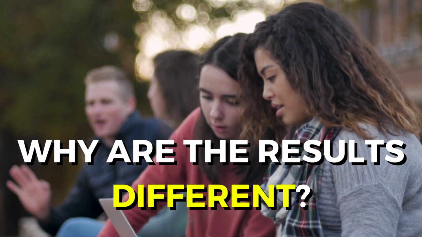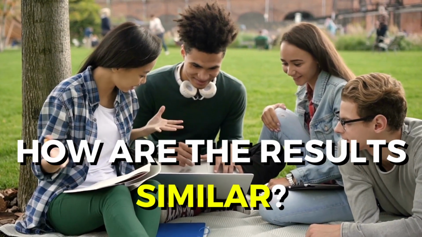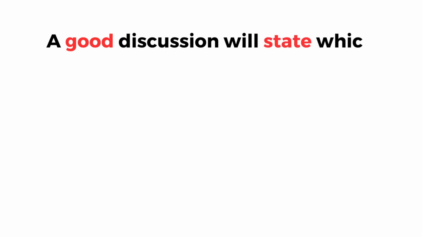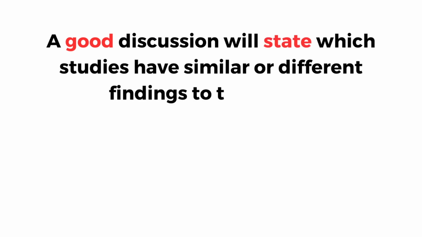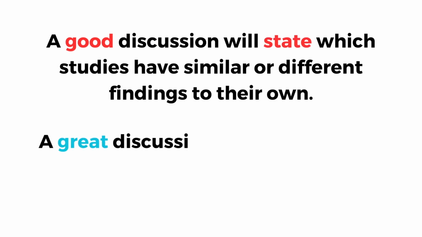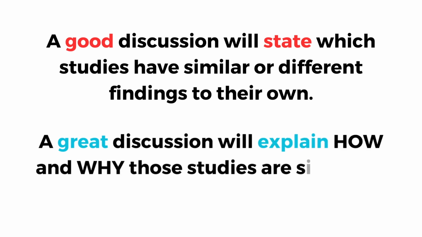In each paragraph, once we've made a statement or a comparison, we need to explain how or why. For example, why are our results different from other studies? Or how are our results similar? Or how do our results agree with other research? Because a good discussion will state which studies have similar or different findings to their own, but a great discussion will explain how and why those studies are similar or different.